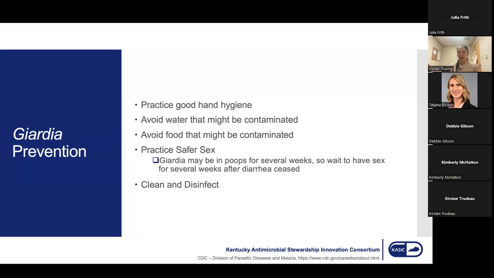We also want to practice safe sex, because Giardia can persist in the stool for several weeks. The CDC suggests that we may need to talk to patients and tell them to wait several weeks after diarrhea ceases before having sex, just to make sure that we don't give it to other people. And the last method of prevention is obviously that we clean and disinfect, to make sure that it's not spreading around.